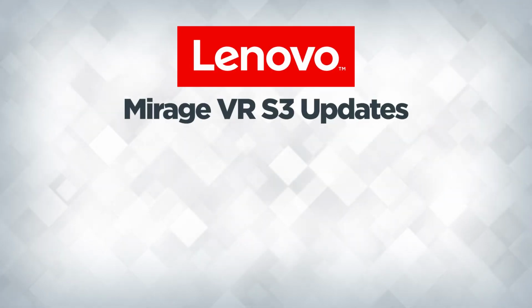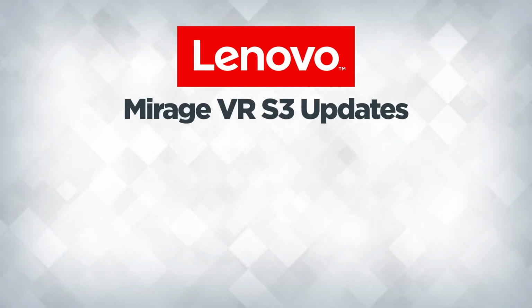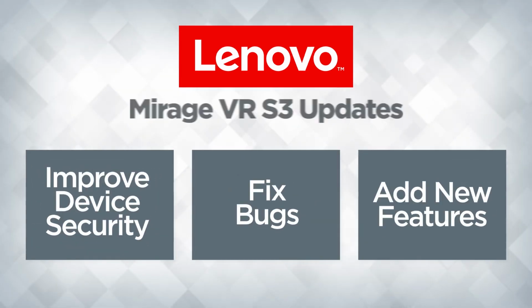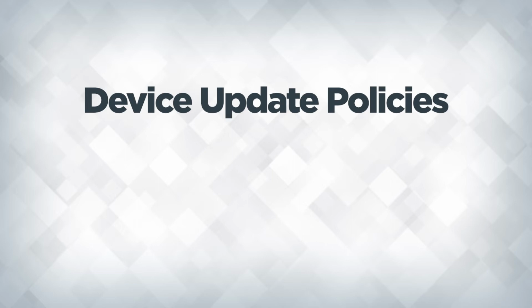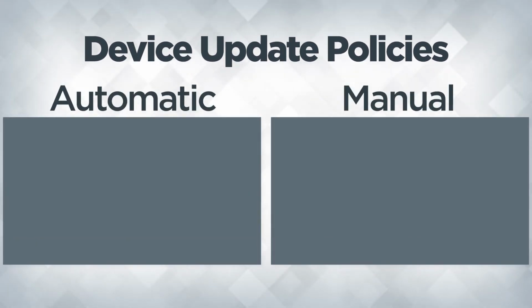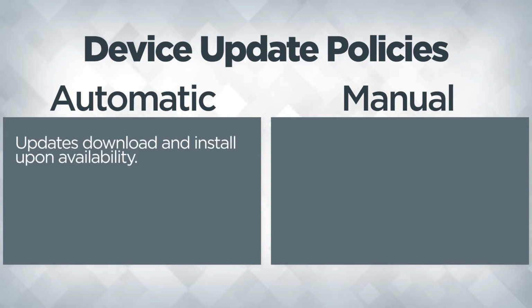Lenovo occasionally releases software and system updates for Lenovo Mirage VR-S3 devices to improve device security, fix bugs, and add new features. There are two different policies your organization can set for receiving system updates: automatic and manual. In the default automatic policy, all devices will automatically download and install system updates as soon as they become available.